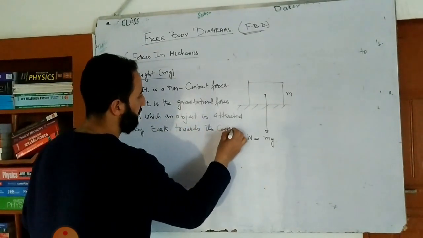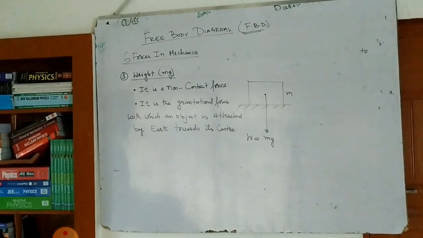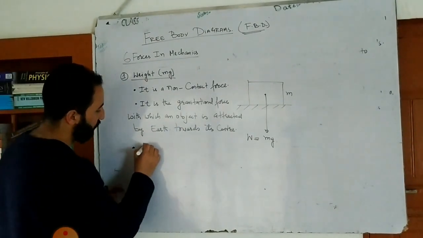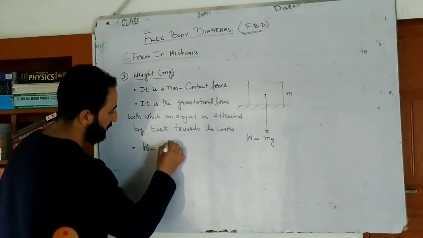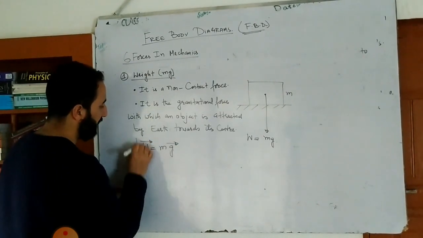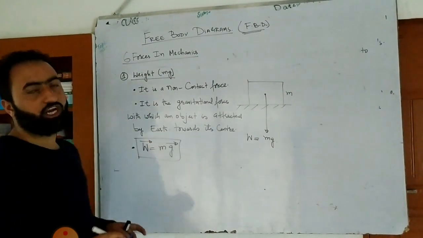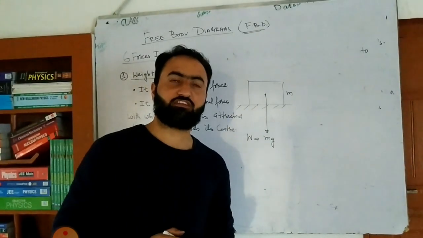Simplest definition. Okay. Now next, what's the magnitude of this? W is equal to m multiplied by g, and in vector form you can write it like this, which implies that the direction of the weight is the same as the direction of the acceleration due to gravity.